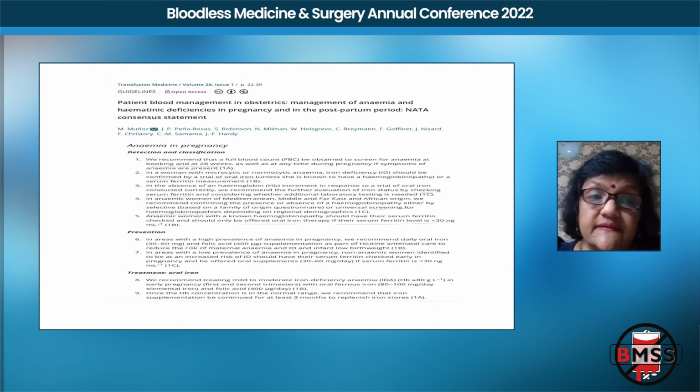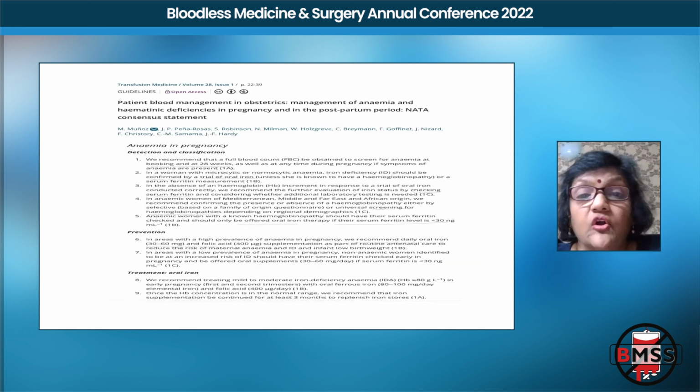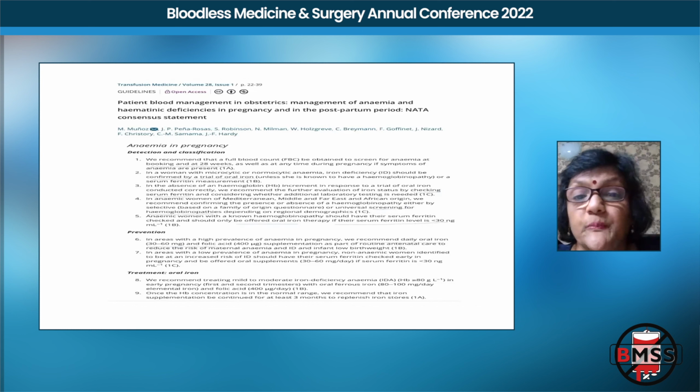The NATA consensus statement is something that we also follow in Malaysia. All mothers who are pregnant have their hemoglobin checked at booking and at 28 weeks. And in Malaysia, we do it again at 32 weeks. And if they are found to be low, then we will send off a serum ferritin, as well as look out for hemoglobinopathies.